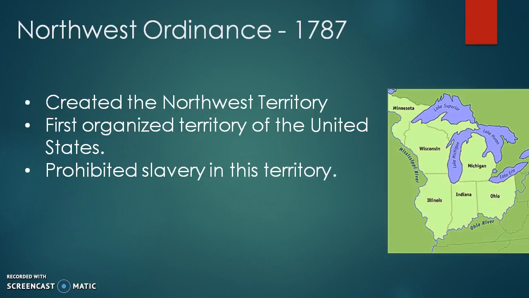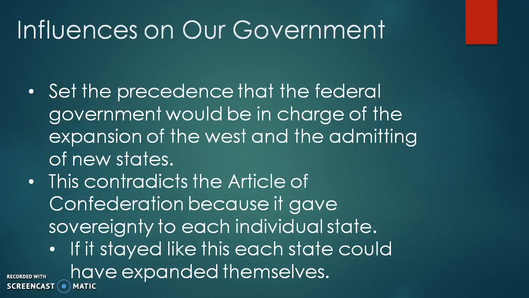And then we have the Northwest Ordinance of 1787, created by the Northwest Territory. It was the first organized territory of the United States, and it prohibited slavery in this territory. This set the precedent that the federal government would be in charge of the expansion of the West and admitting new states. This contradicts the Articles of Confederation because it gave sovereignty to each individual state. If it stayed like this, each state could have expanded by themselves and they wouldn't have had to follow the rules of the federal government because, as we know, the Articles of Confederation were very weak in enforcing laws.